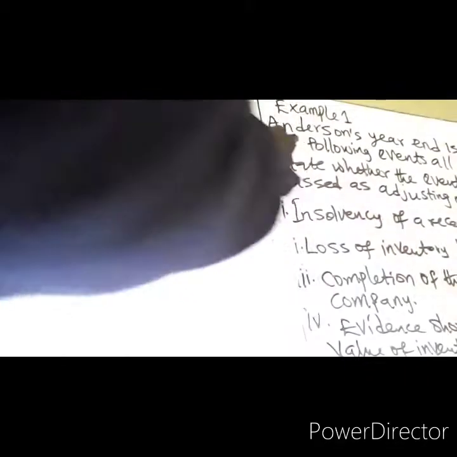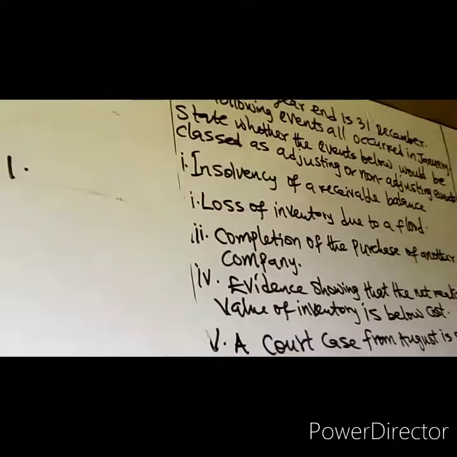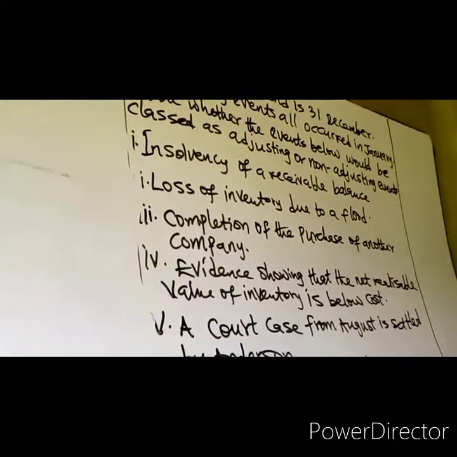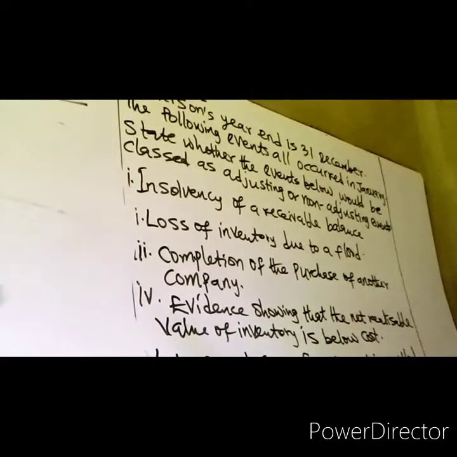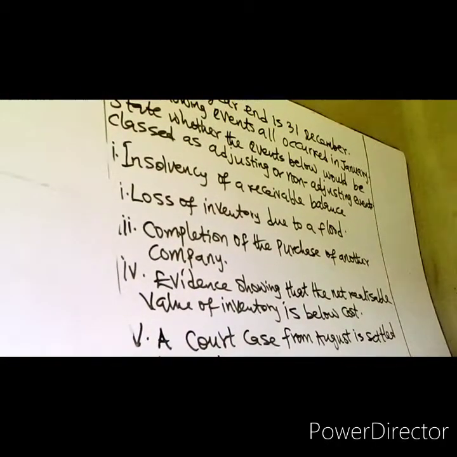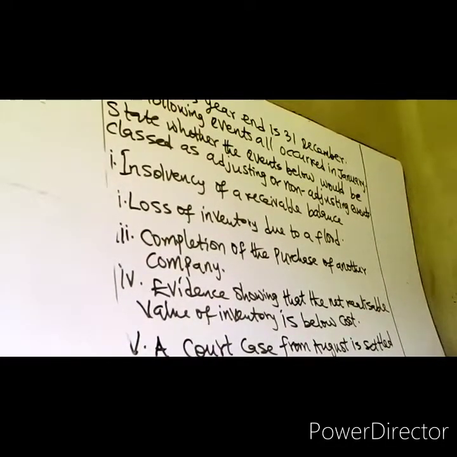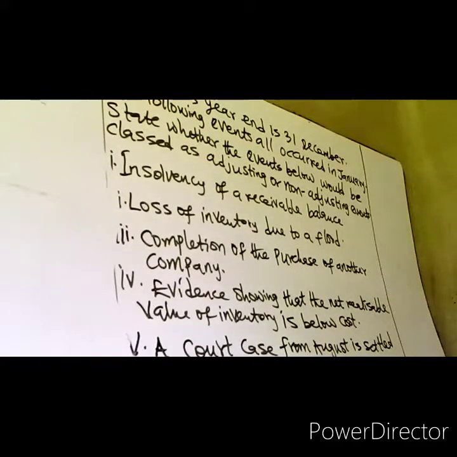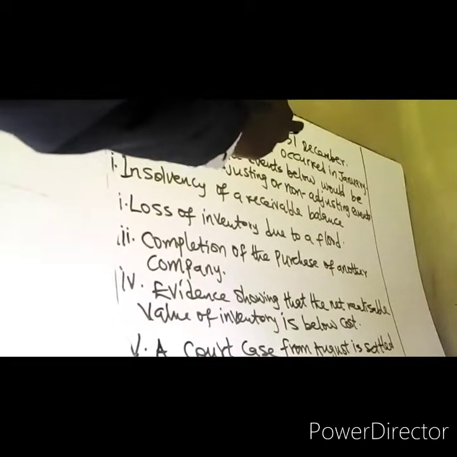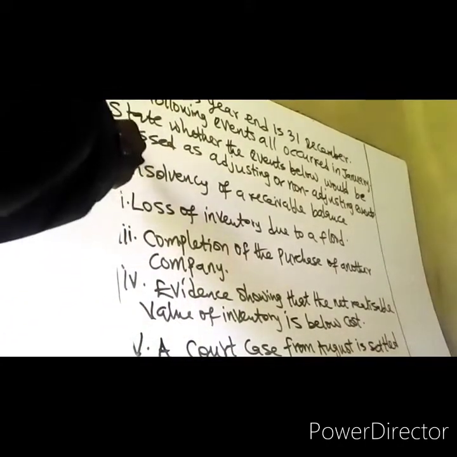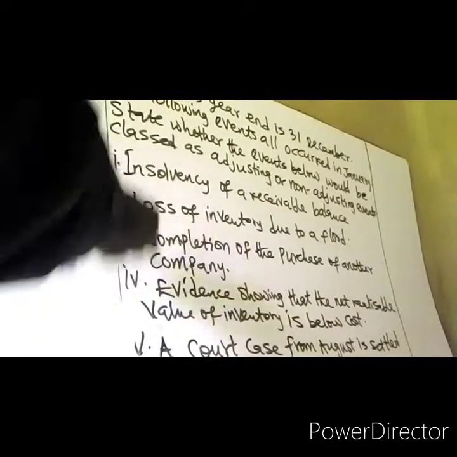The following events all occurred in January. State whether the events below will be classed as adjusting or non-adjusting events. So all the events here occur between December 31st and January. We are going to assume that January is the authorization date. Since they fall between the reporting date and the authorization date, they are events after the reporting period.